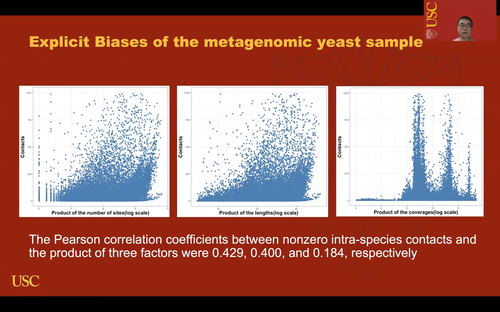Valid contacts were enriched between pairs of contigs with a high number of restriction sites, long contigs, and contigs with high coverage. And the Pearson correlation coefficients between raw valid contacts and the product of the number of restriction sites, the length, and the coverage for each pair of contigs were 0.429, 0.4, and 0.184 respectively. This demonstrated that these three factors were indeed highly correlated with valid contacts.